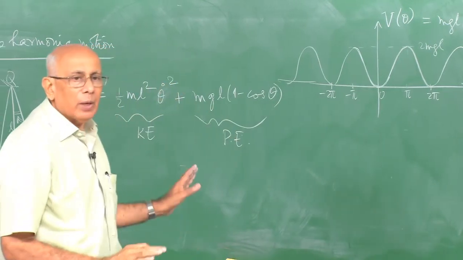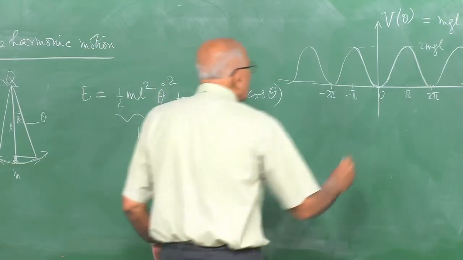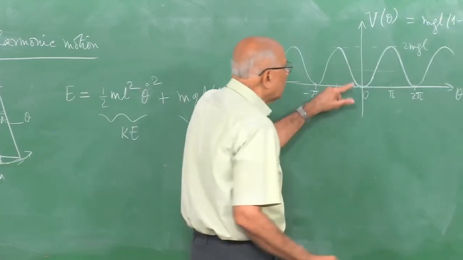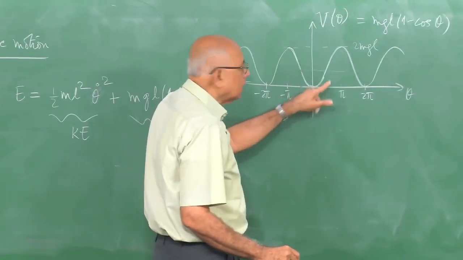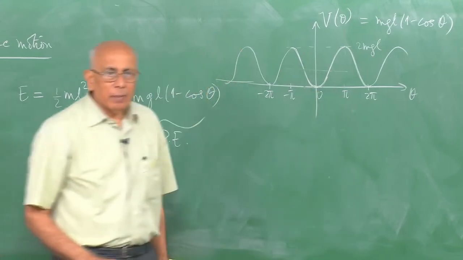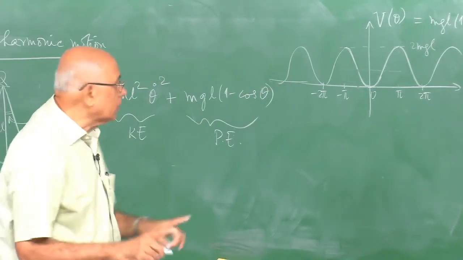But it is clear it is periodic once again, because what else will it do? If this were the total energy, the pendulum would oscillate between this angle and this angle, that is clear. But it is not simple harmonic. When does it become simple harmonic?